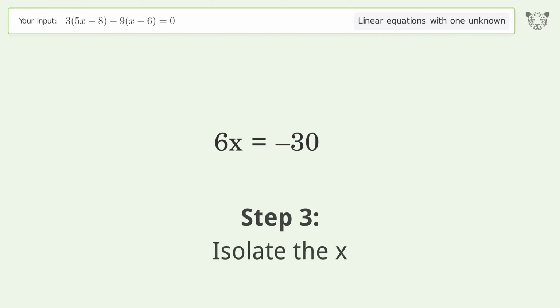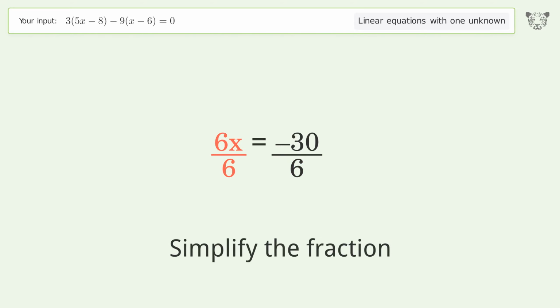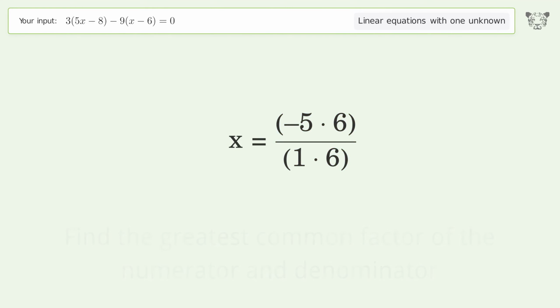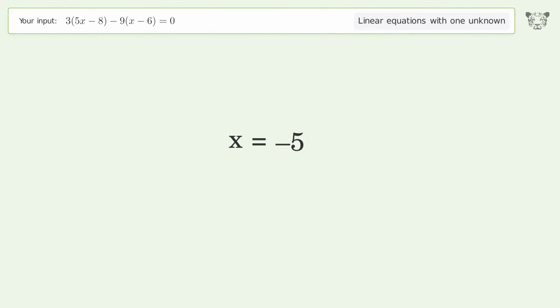Isolate the x. Divide both sides by 6. Simplify the fraction. Find the greatest common factor of the numerator and denominator. Factor out and cancel the greatest common factor. And so the final result is x equals -5.